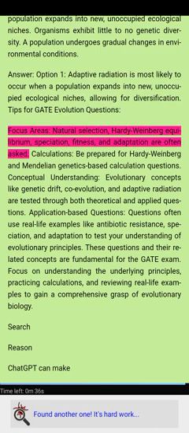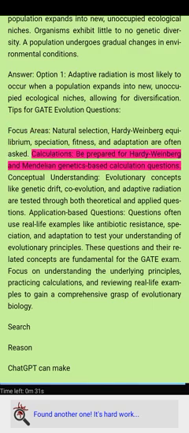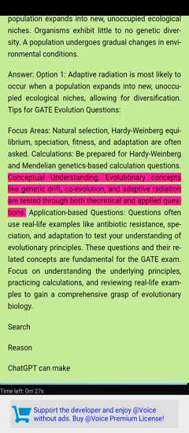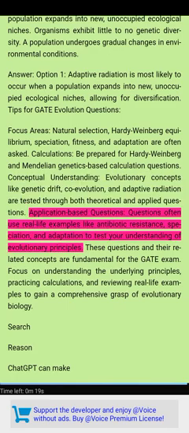Tips for GATE evolution questions. Focus areas: natural selection, Hardy-Weinberg equilibrium, speciation, fitness, and adaptation are often asked. Calculations: be prepared for Hardy-Weinberg and Mendelian genetics-based calculation questions. Conceptual understanding: evolutionary concepts like genetic drift, coevolution, and adaptive radiation are tested through both theoretical and applied questions. Application-based questions: questions often use real-life examples like antibiotic resistance, speciation, and adaptation to test your understanding of evolutionary principles.